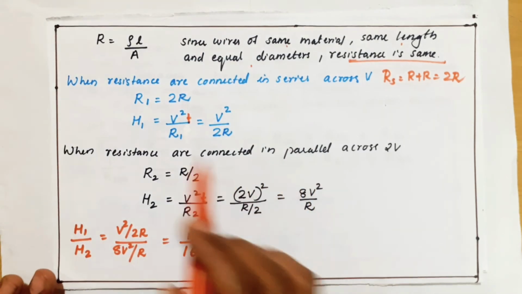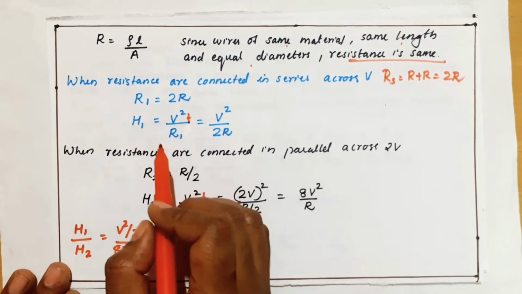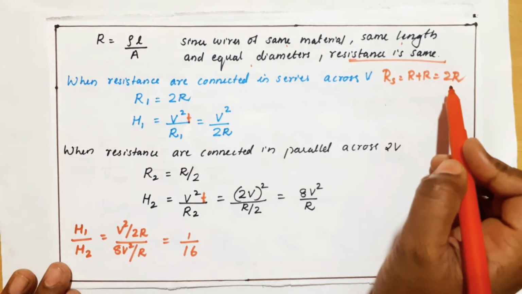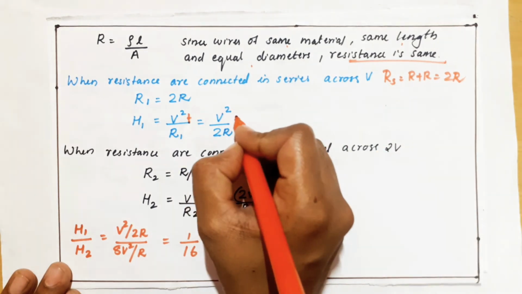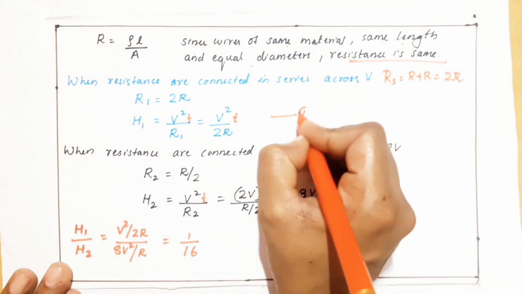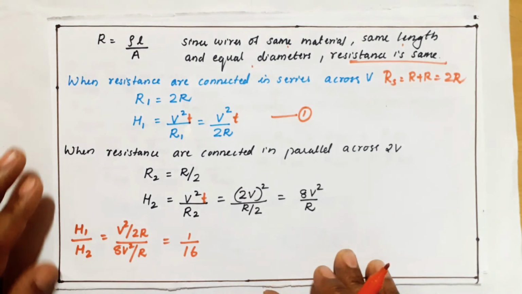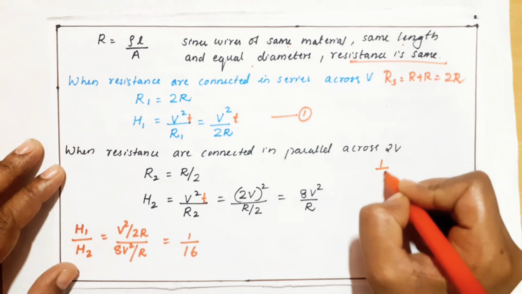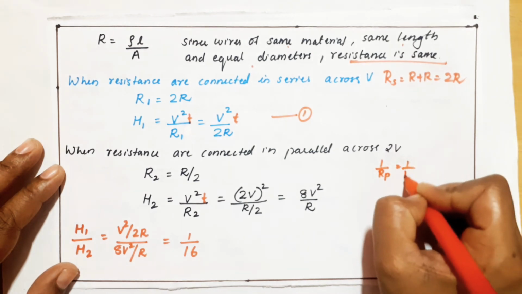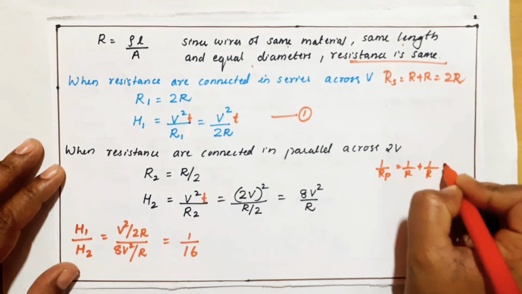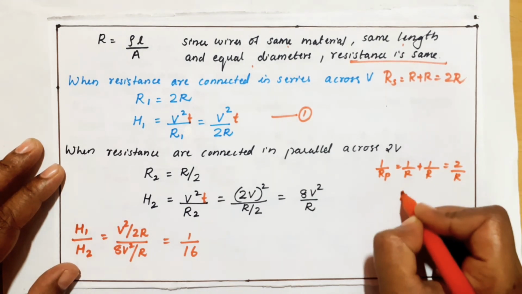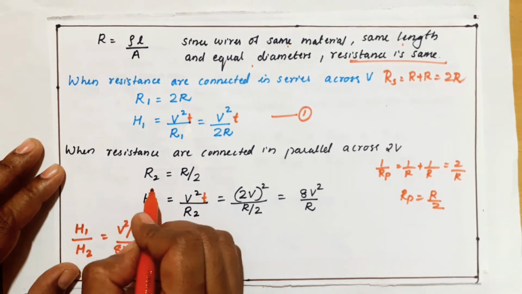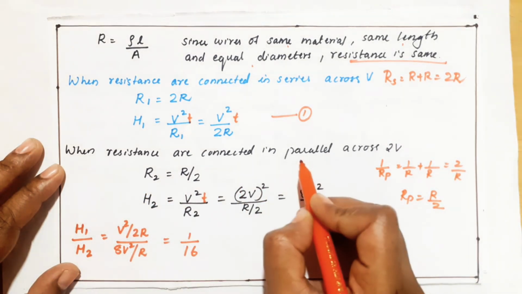So I substituted here: first heat is V square by R1 into T. What is R1 here? It is 2R, so H1 is V square by 2R into T. Equation number 1. When the resistances are connected in parallel, what is the parallel equation? 1 by Rp is equal to 1 by R plus 1 by R, which is 2 by R. So the resistance in parallel is nothing but R by 2. That is why I have written R2 equals R by 2 when they are connected in parallel.